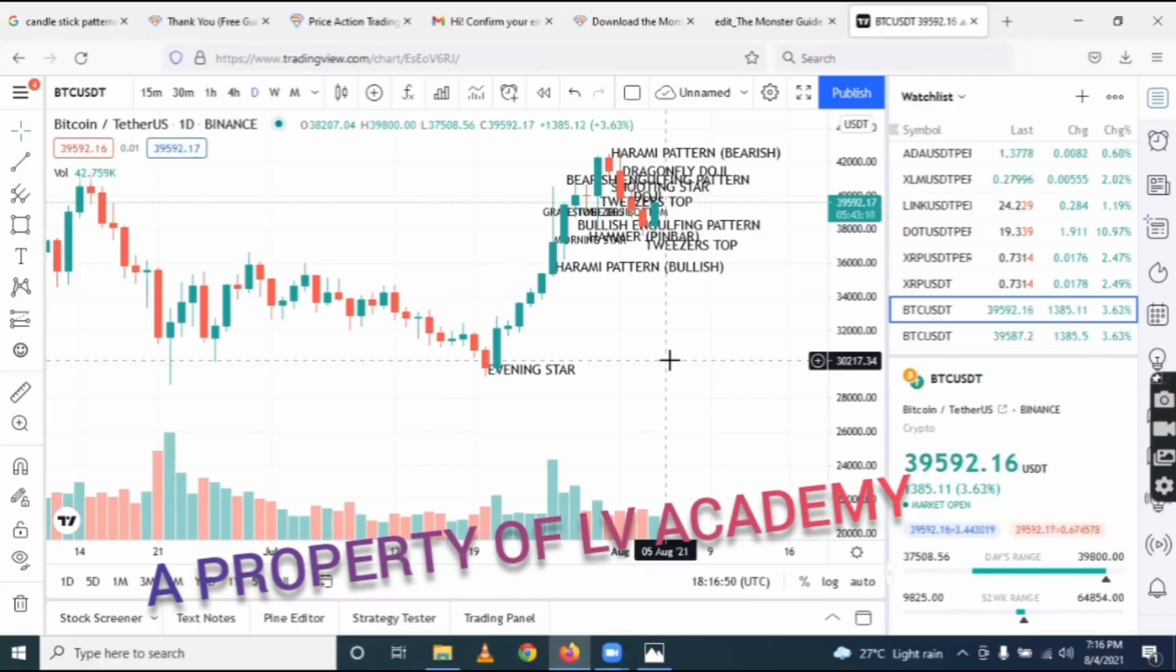The doji has the bullish and the bearish too. Doji is like an indecision. It's basically an indecision candlestick, so it still has its own bullish and bearish. We have the gravestone doji and we have the dragonfly doji. Then we have the morning star pattern and we have the evening star pattern, bullish and bearish.